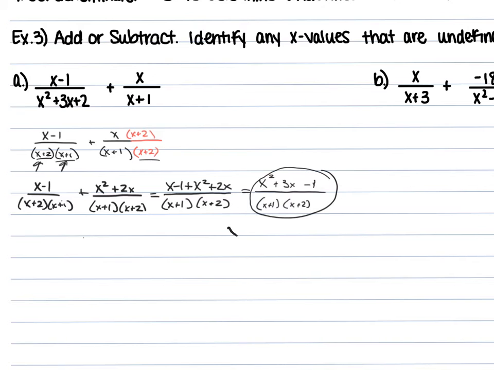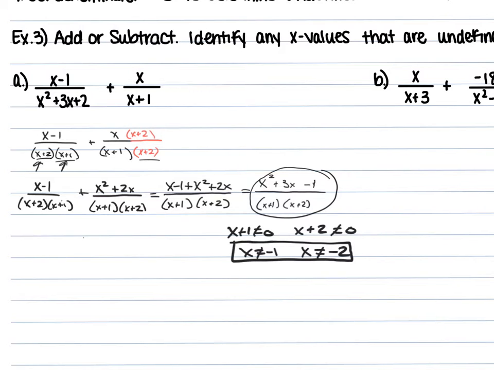So I'm going to do that right here. X plus 1 is equal to 0. It can't be that. X plus 2 is equal to 0. Can't be that. So x cannot be equal to negative 1, and x cannot be equal to negative 2, or else it would be undefined at those two things. So that's why that is more helpful factored.